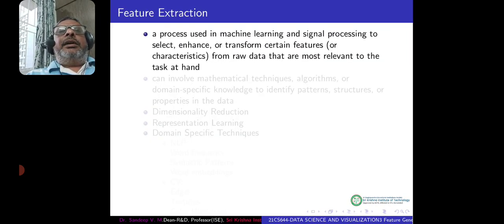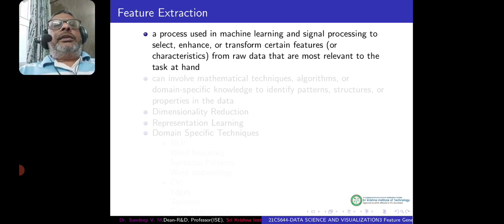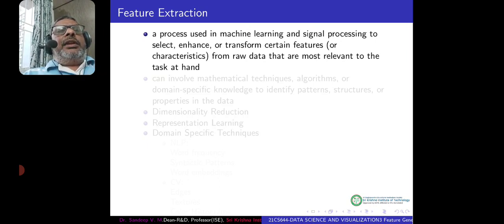Then comes feature extraction. Most of the time the data we have will not be in a proper shape that is directly helpful to solve our problem. So in such cases we need to extract features from the given data. And this process, feature extraction, is a process used in machine learning and signal processing to select, enhance or transform certain features or characteristics from the raw data that are most relevant to the task at hand.